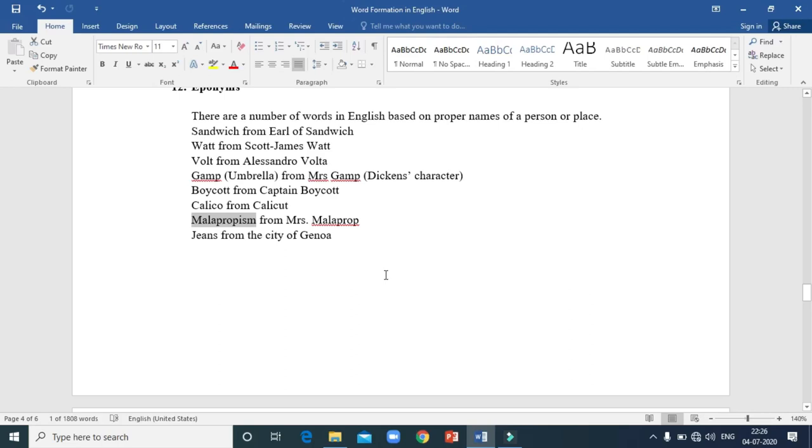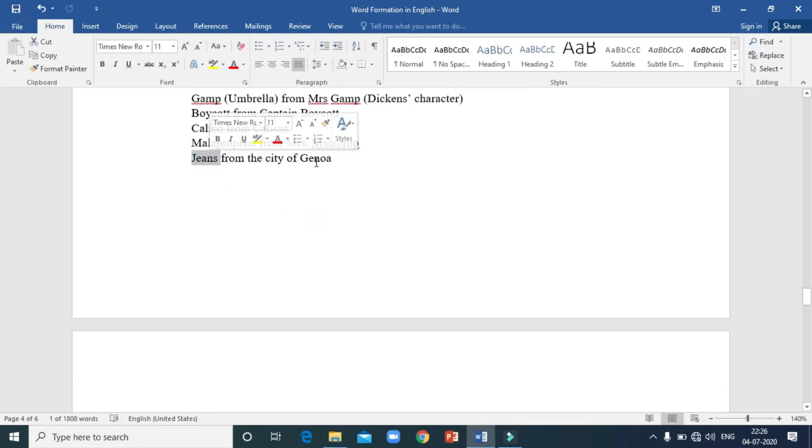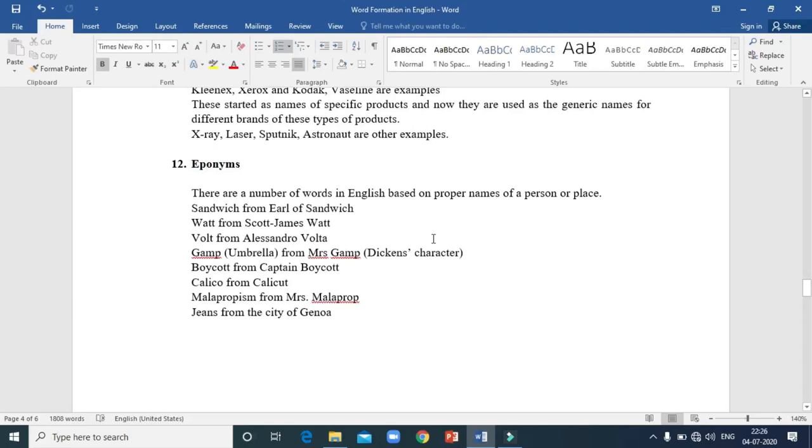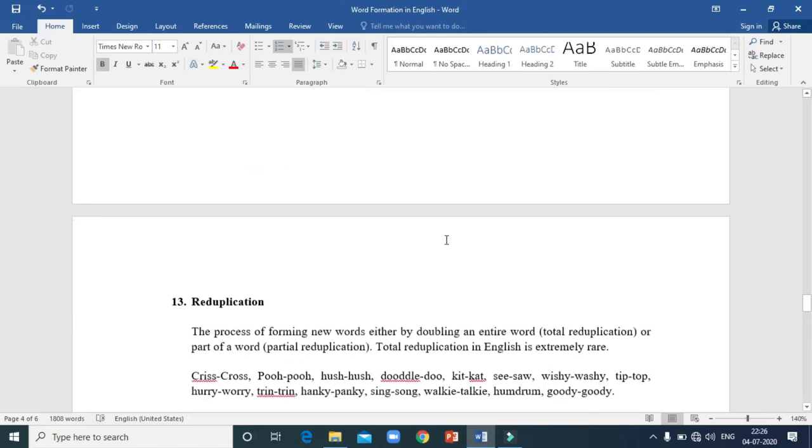Okay, anyway. And then genes is from the city of Genoa. So that is eponyms. Eponyms is the formation of a new word from a proper name, a name of a person or a place. Okay, let's move on to the 13th process called reduplication.